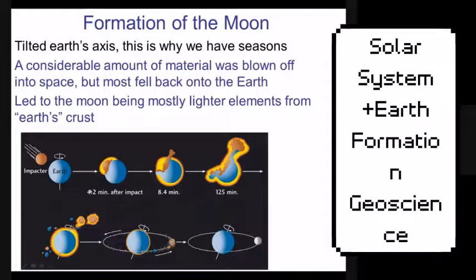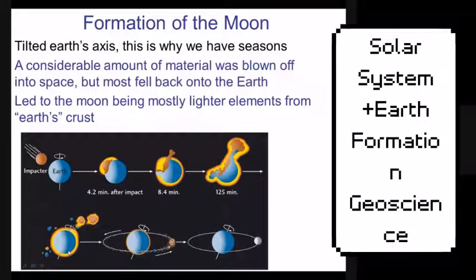And then during this impact, you look 4.2 minutes, 8.4 minutes, 125 minutes. In the span of about 2 hours, Earth went from not having a moon to having a moon, but also being completely melted. You can see this red ring around here means melted. And so it remelted the Earth in the span of about 2 hours. That's quite a bit of chaos going on.